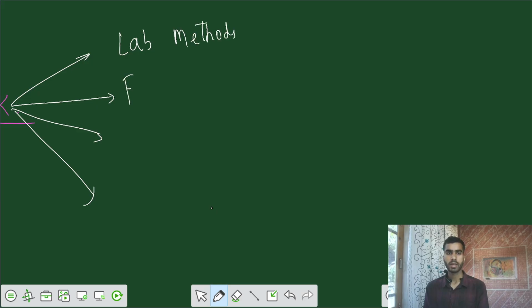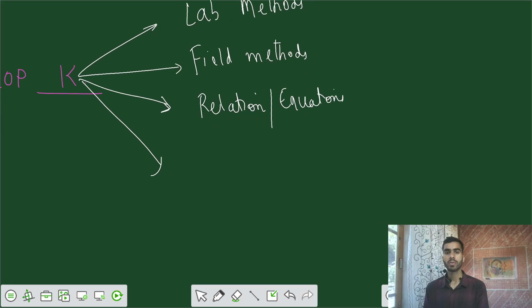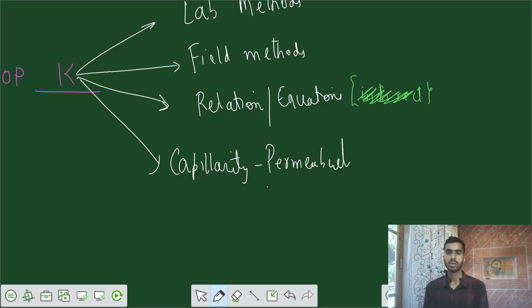The second one is field methods. The third one is based on equations, relations between other properties of the soil and permeability, so we can get the permeability value indirectly. We can have relational equations. After that, there's a fourth method, the capillarity permeability test.